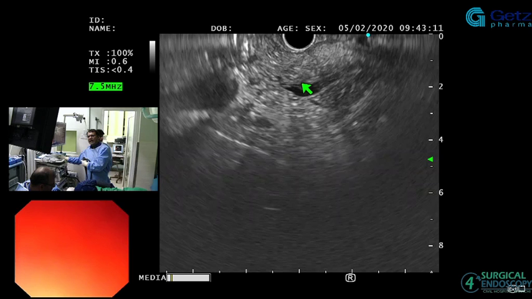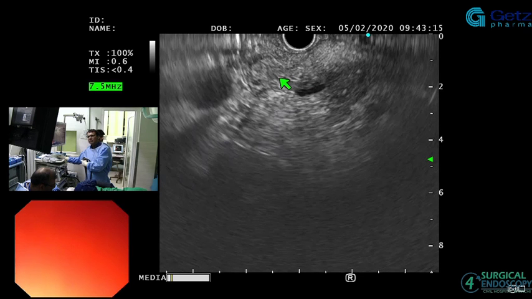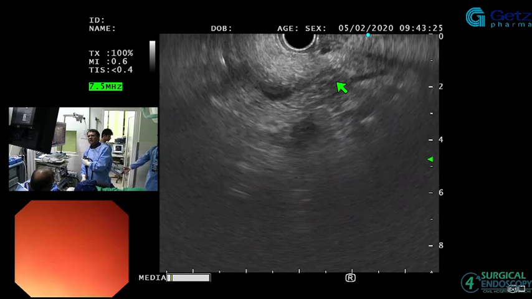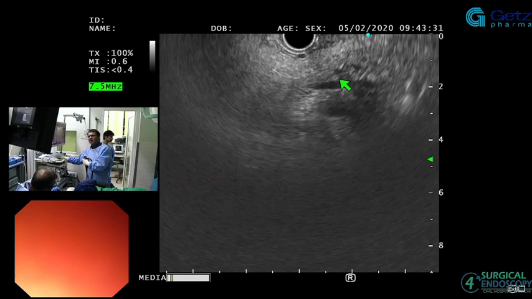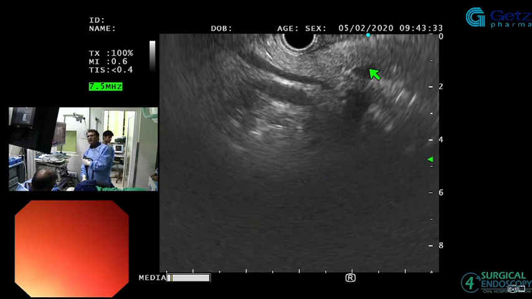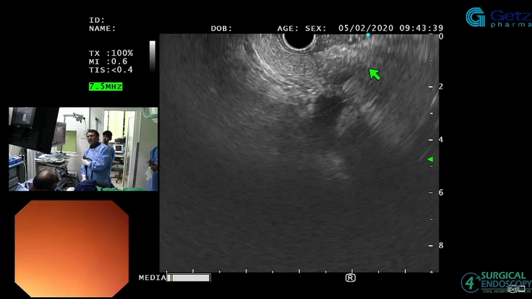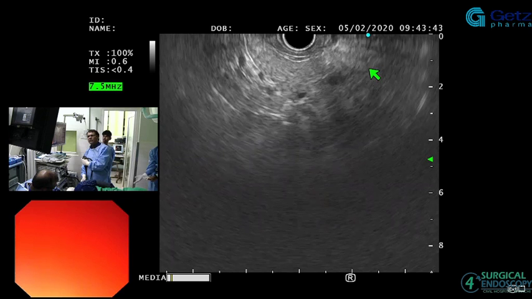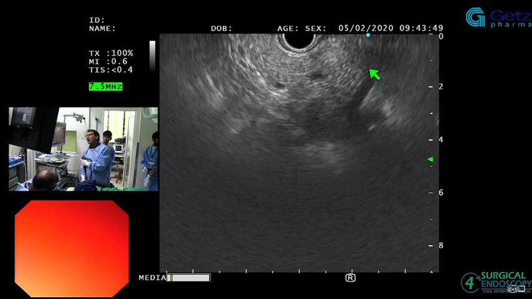So I'm going to come back now, right here. Gently coming back, trying to keep an eye on the PD, which is right here, going this way, right there. Pulling the scope back, the duct is still there. I'm going to let the wheel go a little bit because it wants to go away from me, which is fine, because it has to move back into the duodenal bulb, and then into the stomach. So you see that I did not let the duct go at any point, and I'm back in the stomach.